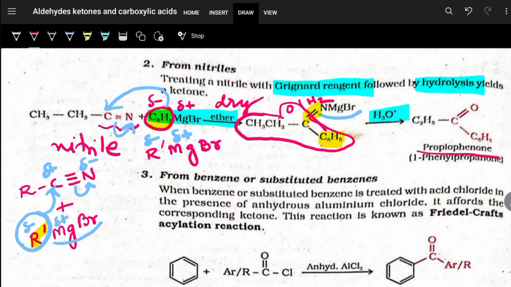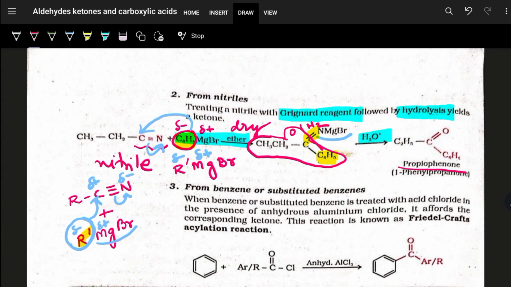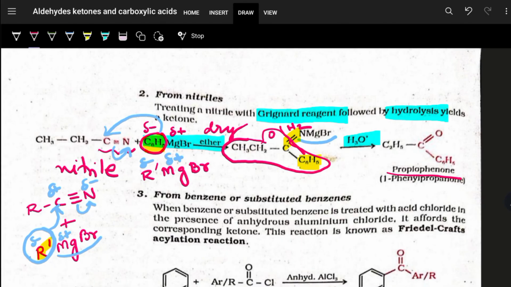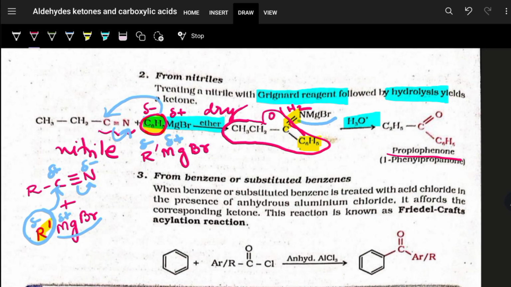Okay, so whenever you are seeing these reactions, try to understand, try to realize how the attack is taking place, why the attack is taking place, which is a negative center, which is a positive center. Then only you will be able to chalk out the reaction on your own. Else, it is not possible for any individual to memorize the reactions. Don't even try to.